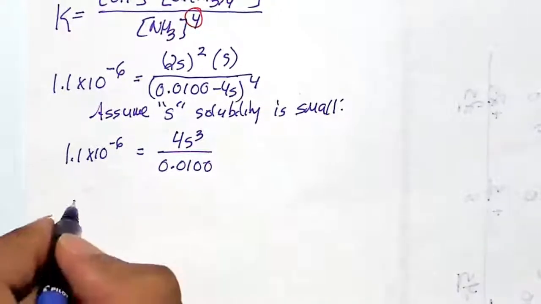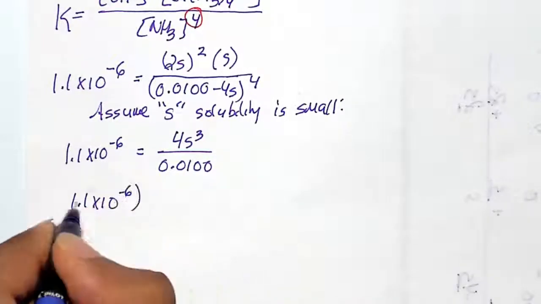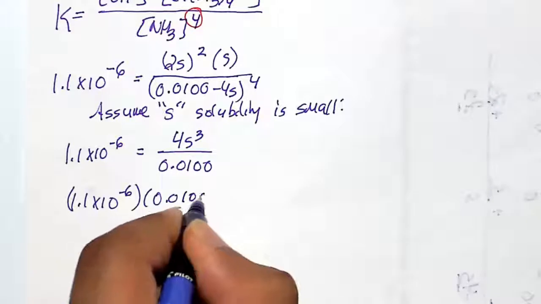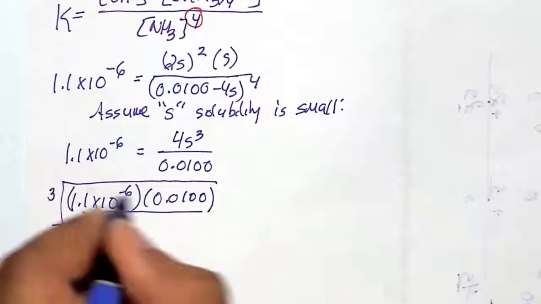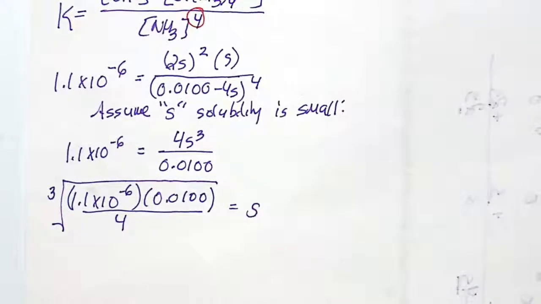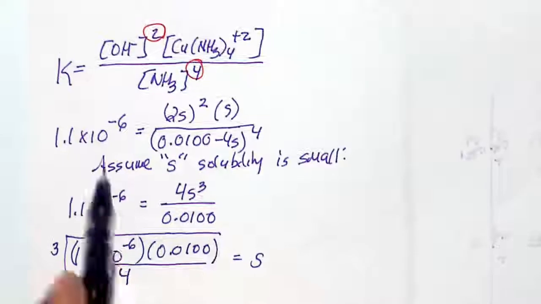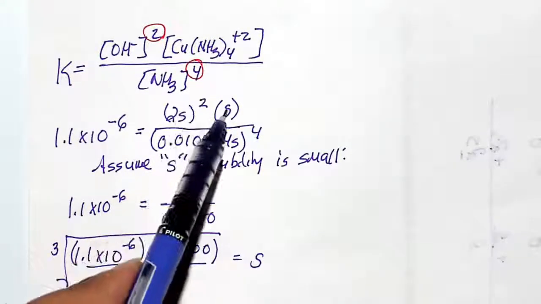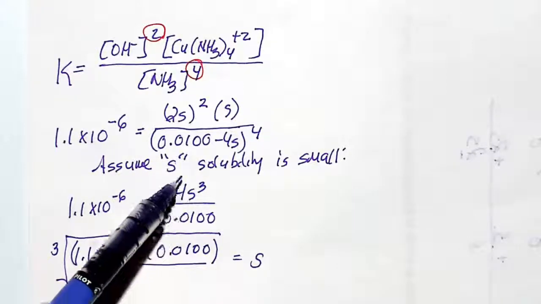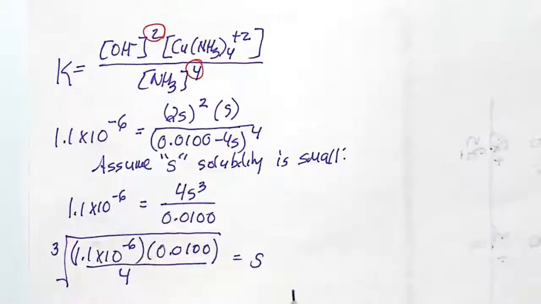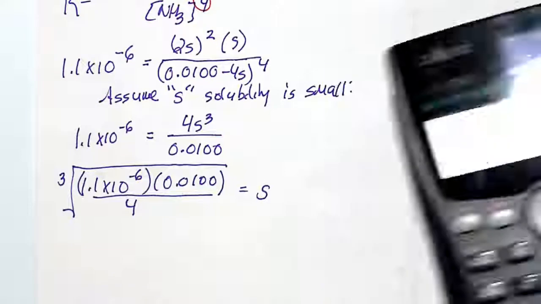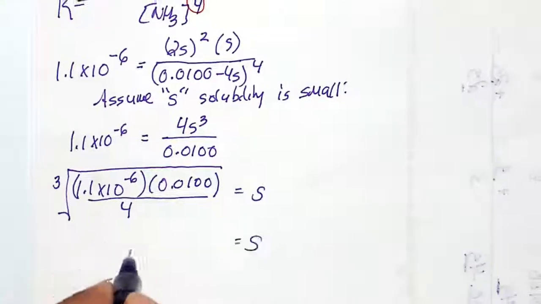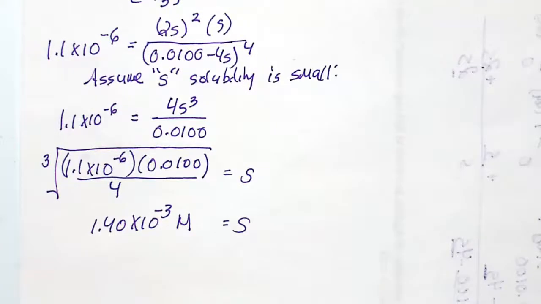0.0100. So my solubility s is 1.1 times 10 to the minus 6 times 0.01. Divide that by 4, and I'll take the cube root of that to give me my solubility of hydroxide, which will be 2s, the complex, which would be s, and then the concentration of my ammonia, which would be 0.0100 minus 4s. So plugging that into my calculator, I get a value of 1.40 times 10 to the minus 3. And that will be my answer.